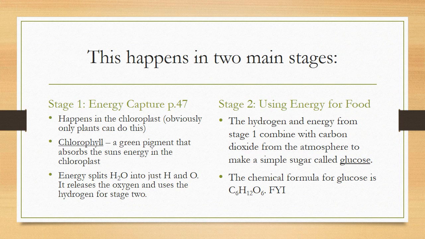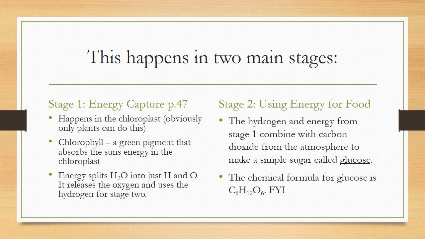This happens in two main stages. And now we're into probably about page 47 in your book, 47 and 48 here. The first one is capturing the energy. This happens in the chloroplast. Obviously, only plants can do this. Filling the chloroplast is a pigment known as chlorophyll, and it's a green pigment that absorbs the sun's energy inside the chloroplast.